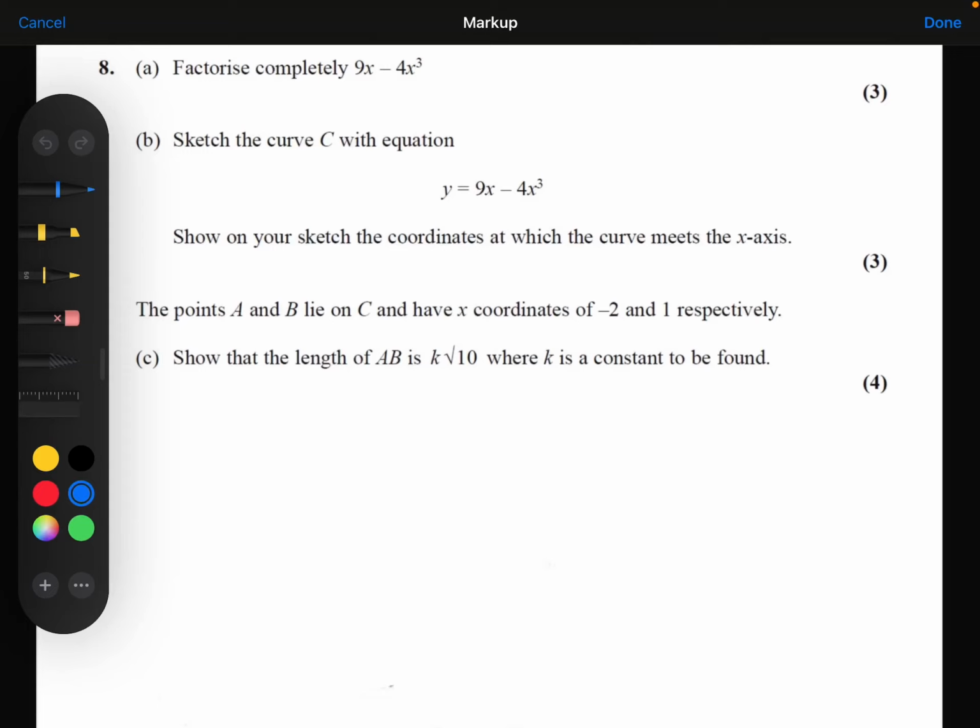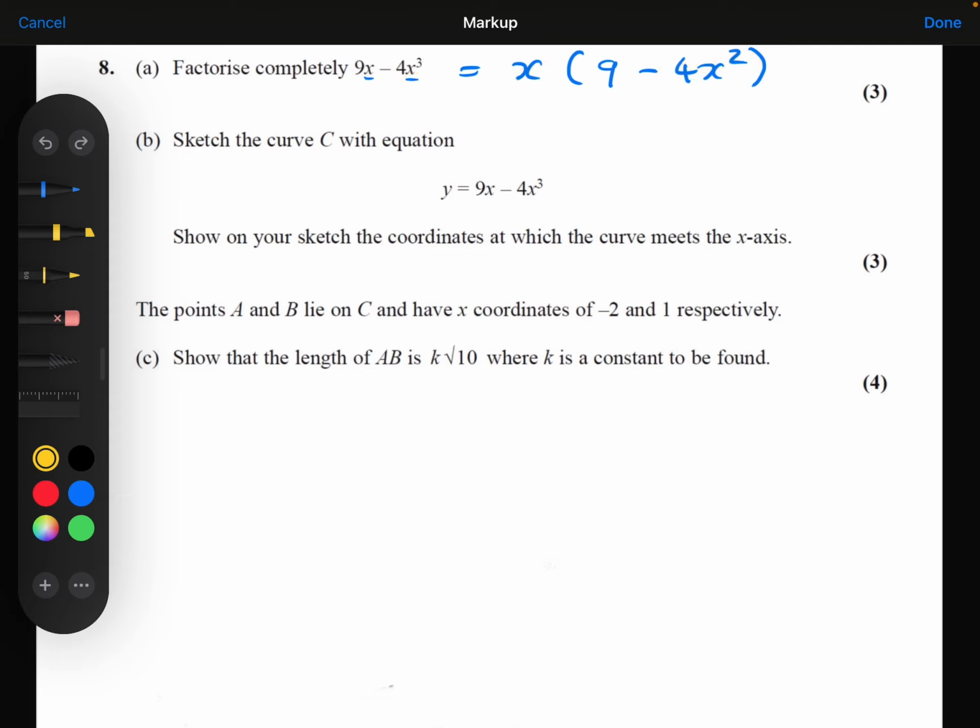Part A, factorise completely 9x minus 4x cubed. So first of all, I can see that I've got an x in both of these terms. So let's factorise that x outside. So that's going to give a 9 at the front, and then we've got a 4x squared at the back. Just double check. x times 9 is 9x, and the x times the 4x squared gives the 4x cubed.